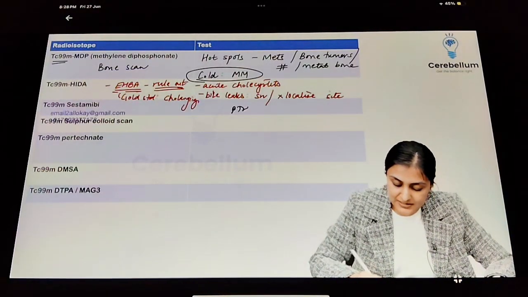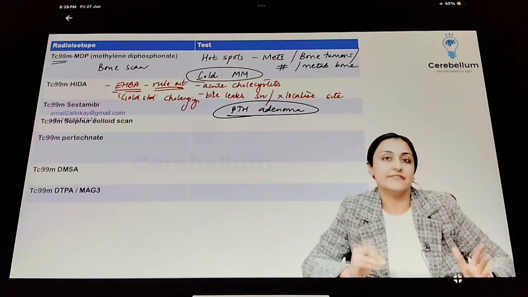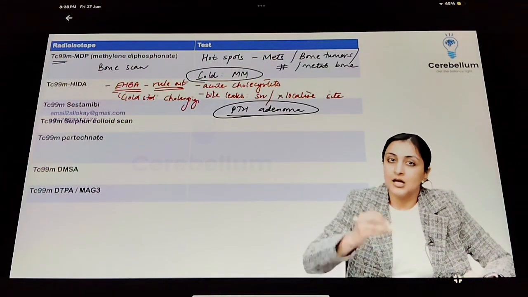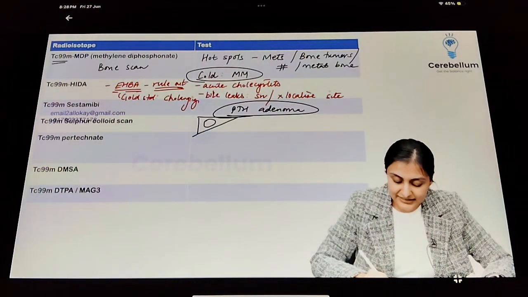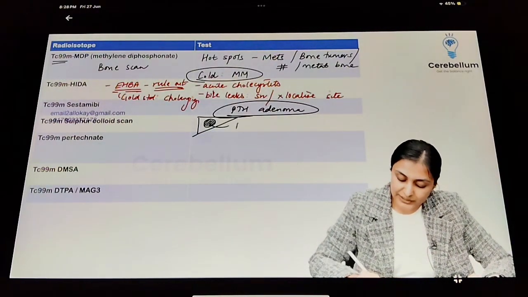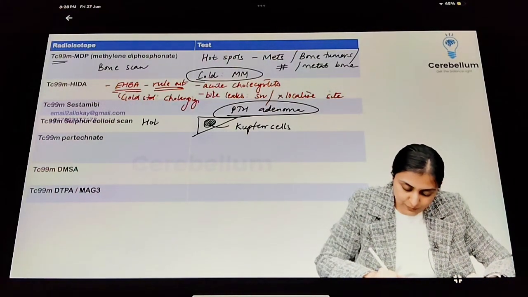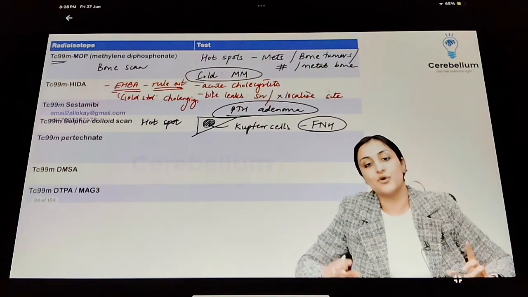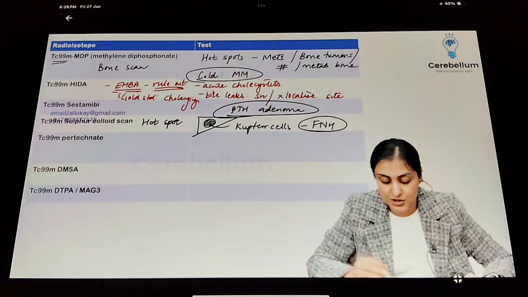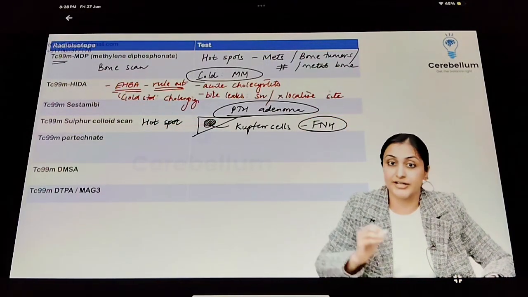Sestamibi, asked multiple times, almost every year in one of the exams, this question will come. This is parathyroid adenoma. Investigation of choice is a Sestamibi scan. Sulfur colloid scan is used to pick up the reticuloendothelial system. In the liver, if you see a hotspot, there is one tumor which has the presence of Kupffer cells, which are macrophages. So if you see a hotspot on a sulfur colloid scan, that diagnosis becomes FNH. FNH stands for focal nodular hyperplasia. So FNH is a lesion with a central scar, and you will see a hotspot with the sulfur colloid scan.